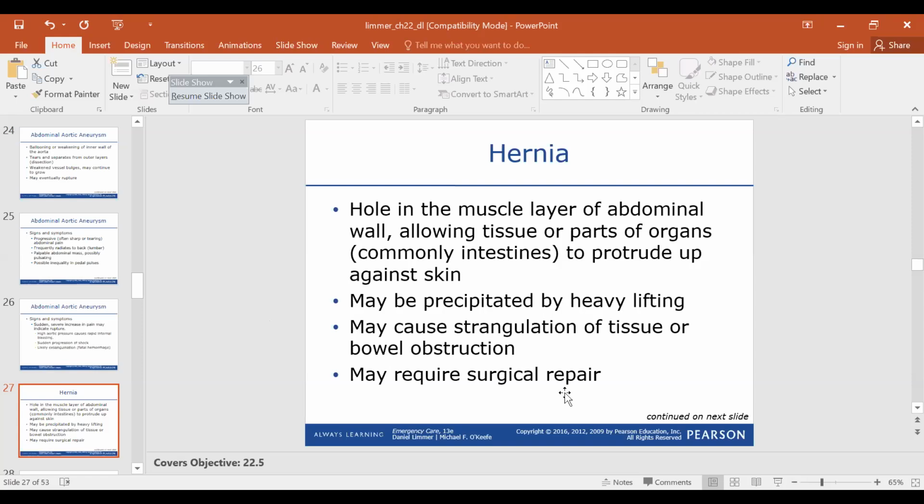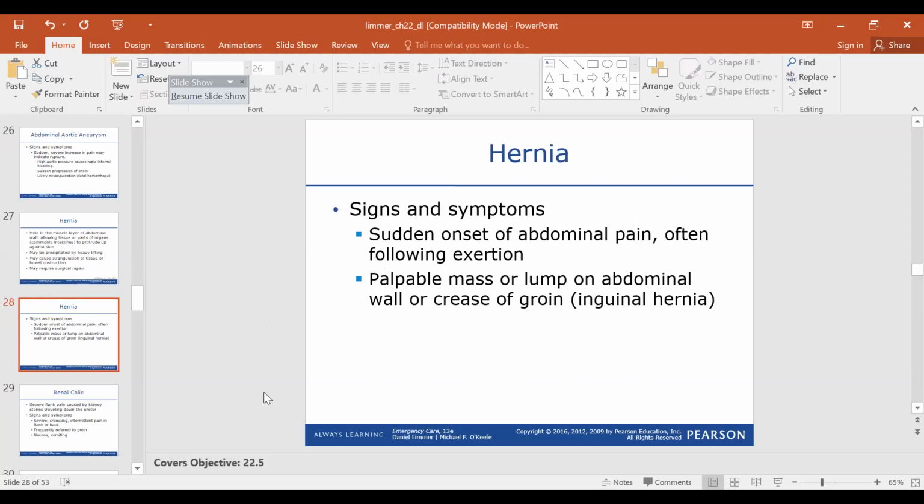May require surgical repair. And for this, I did find a video. So some signs and symptoms: sudden onset of abdominal pain. That abdominal pain may be coming from, well, one, the tear, the actual tear itself, but also from your intestines bulging out, and that pressure on your intestines themselves could be causing the pain. Palpation: a mass or a lump on the abdominal wall.